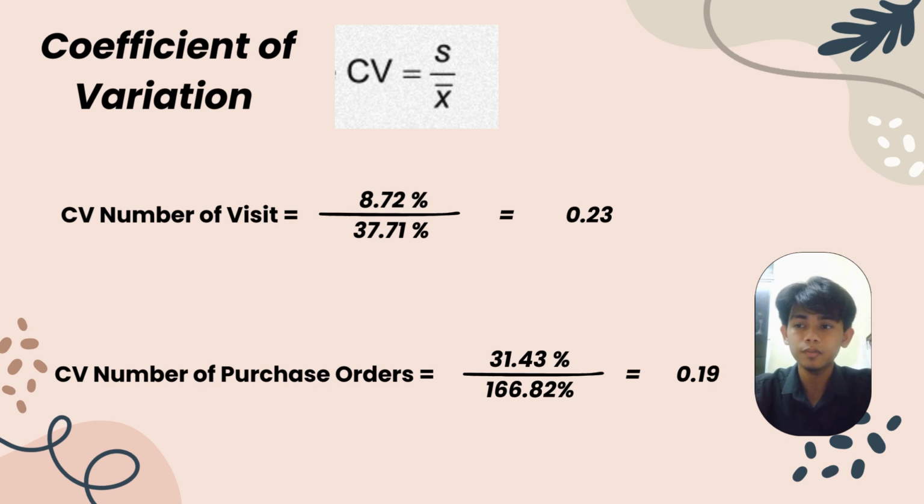Lastly is the coefficient of variation. We can get the CV by dividing the standard deviation by the mean. The CV of number of visits we get is 0.23 and of number of purchase orders is 0.19. We can conclude the number of visits has more relative dispersion than the number of purchase orders, because the CV of visits is higher than that of purchase orders.